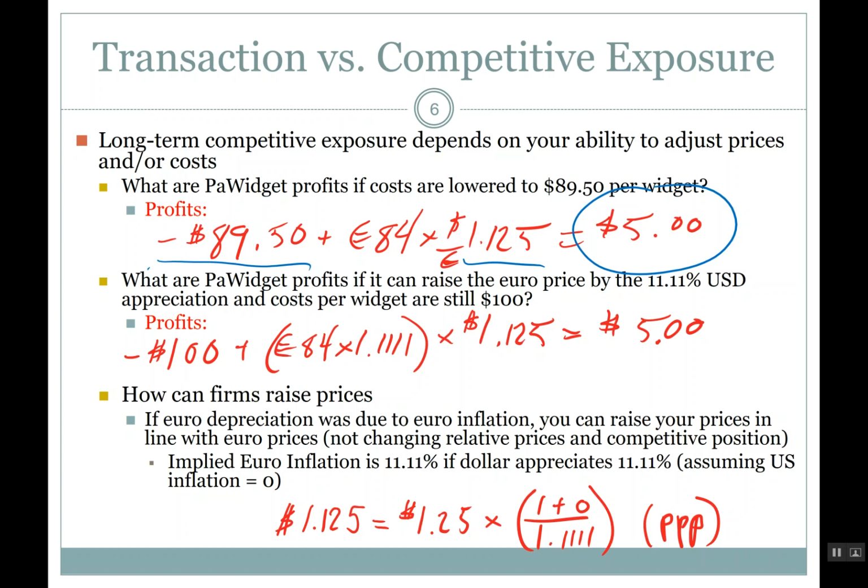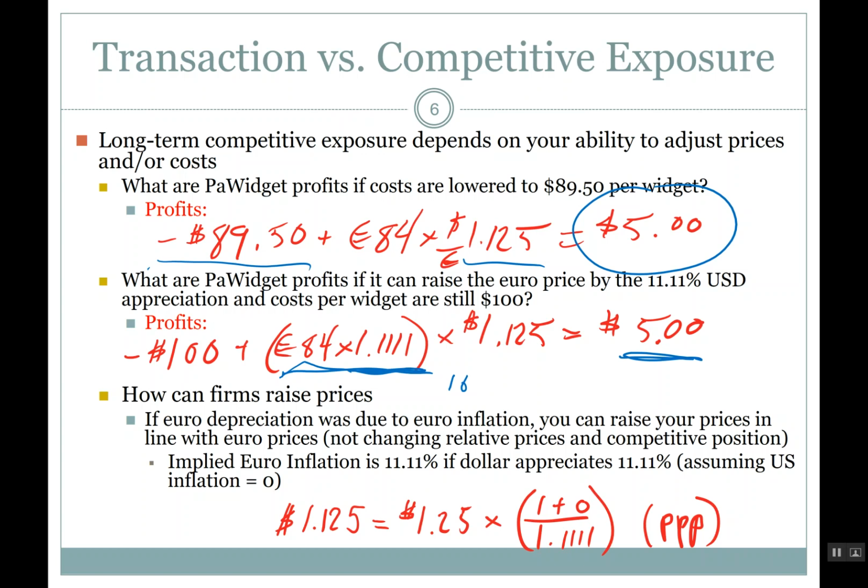Next one. Why don't we just raise our prices? I just got a number here that made it so we got back to $5, and that turns out to be raising the prices by 11%. If I raise my prices by 11%, I'll get back to my $5 profit. Is that stupid too? Yes. It is not stupid. That is not stupid, Chris. Stop picking on me. You should be able to raise prices by 11%, and the Germans will never know.